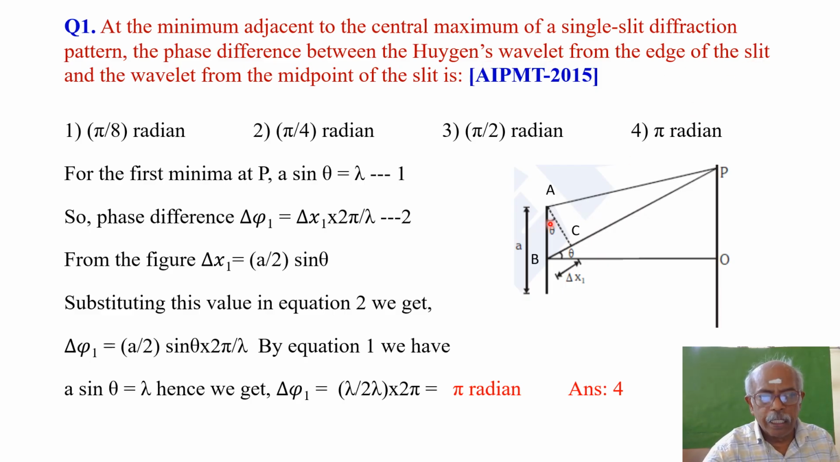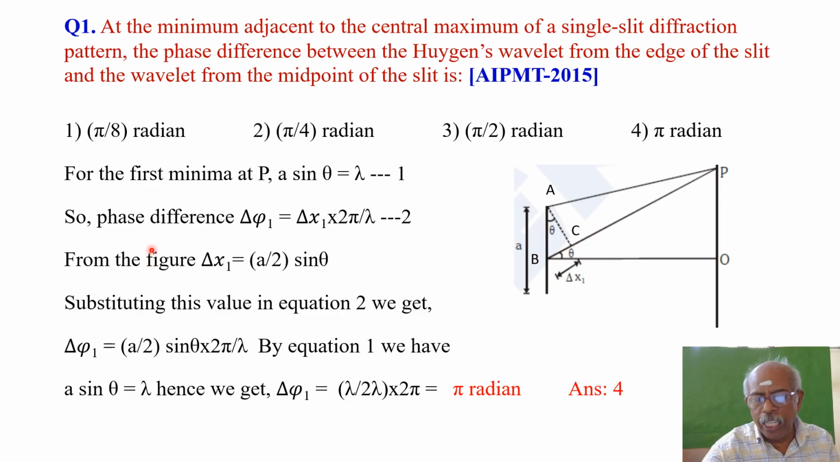of the slit. A is the edge of the slit, B is the midpoint of the slit. So from the edge of the slit and the wavelet from the midpoint of the slit. So one wavelet is starting from the point A, edge of the slit. Another wavelet is starting from the midpoint B of the slit. You are asked to calculate the phase difference between the two wavelets.